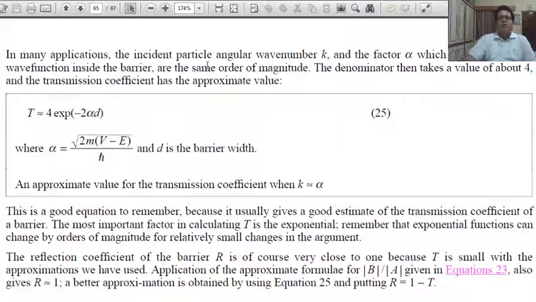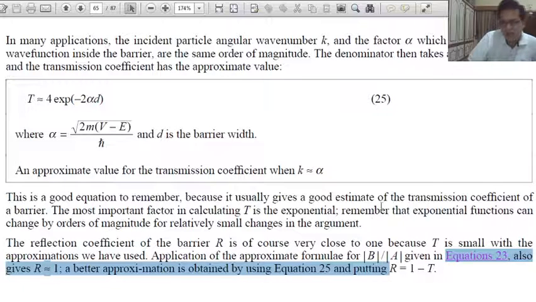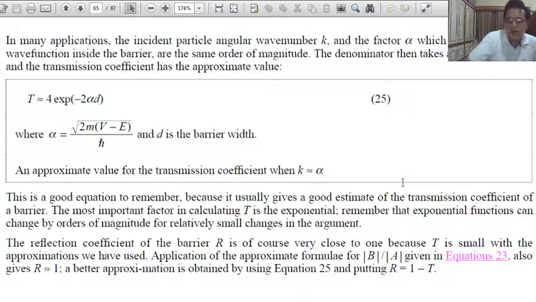In many applications, the incident particle angular wave number k and the factor alpha, which characterizes the wave function inside the barrier, are of the same order of magnitude. So the denominator then takes a value of about 4. So it becomes approximately 4 exponential minus twice alpha d, and alpha is given by this. In approximation, k is approximately equal to alpha. This is a good equation to remember because it usually gives a good estimate of the transmission coefficient of the barrier. And R plus T equals 1, as we know.